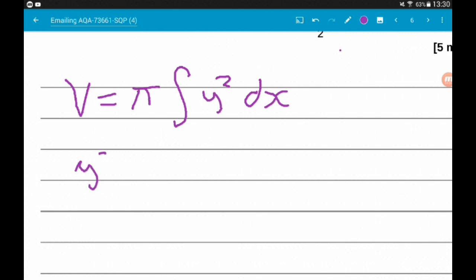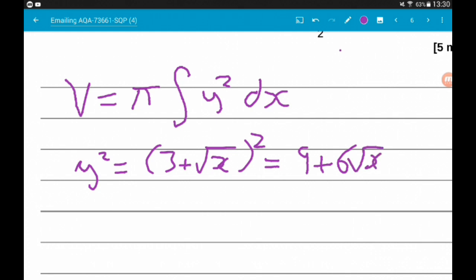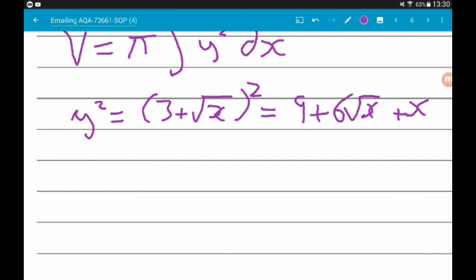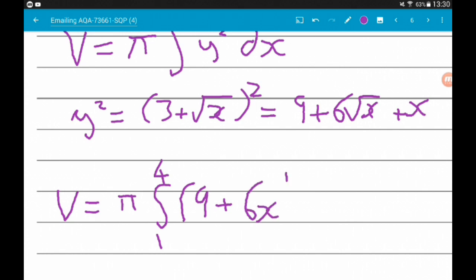So y squared is 3 plus root x squared, which is 9 plus 6 root x plus x. So our volume is pi times the integral between 1 and 4 of 9 plus 6x to the power of a half plus x with respect to x.